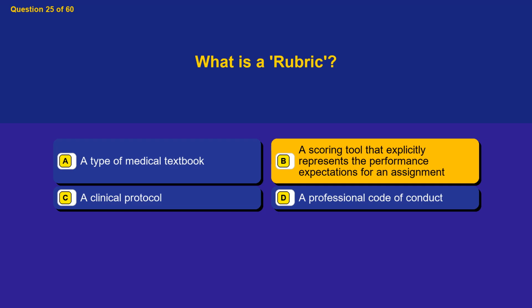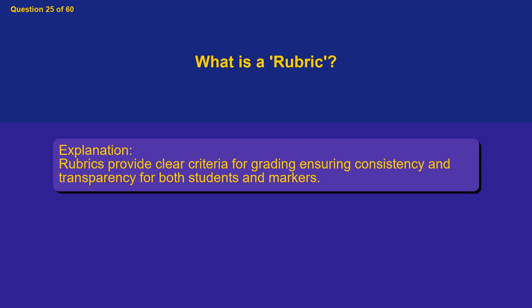The correct answer is option B. A scoring tool that explicitly represents the performance expectations for an assignment. Rubrics provide clear criteria for grading, ensuring consistency and transparency for both students and markers.